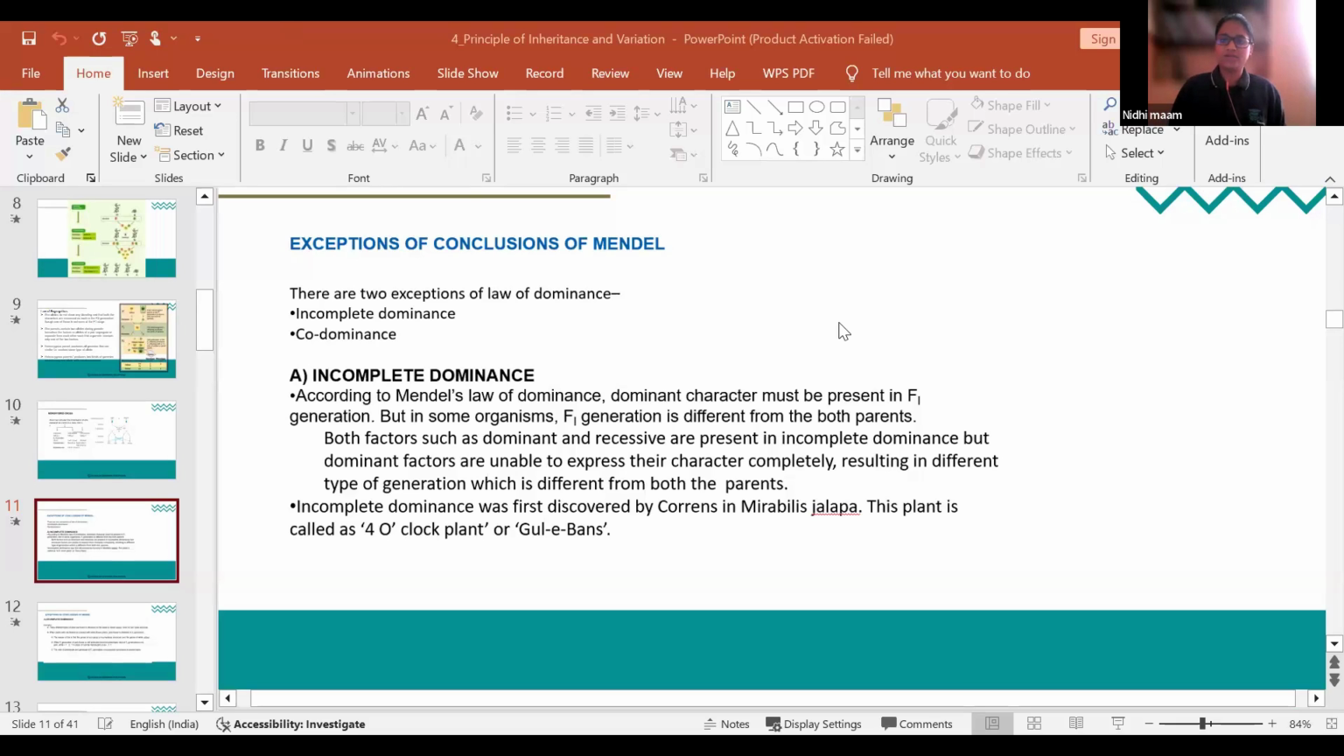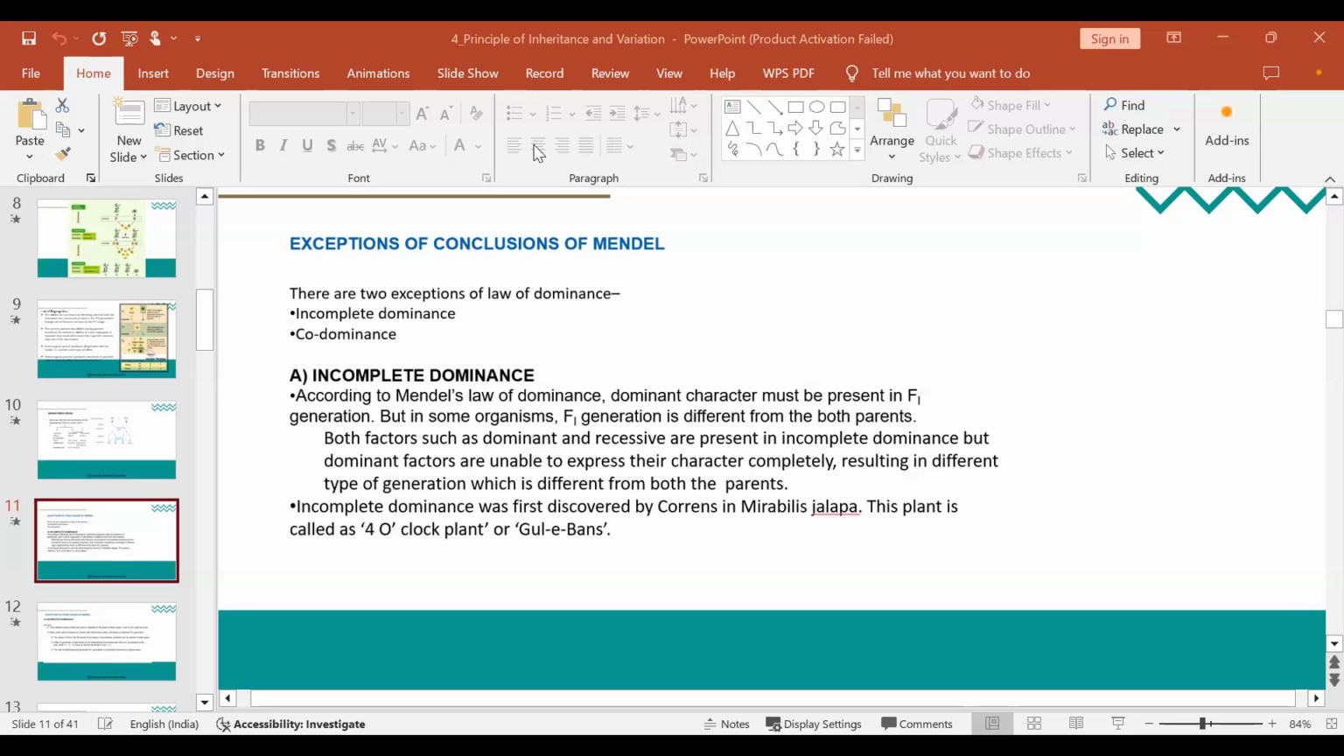So today we are here to discuss incomplete dominance. This is nothing but the exceptions of conclusions of Mendel. According to the monohybrid cross, we discussed two laws of Mendel. Which is the first law we discussed? Law of dominance. Very good, Lubna. The next one? Law of segregation. Segregation and law of dominance.